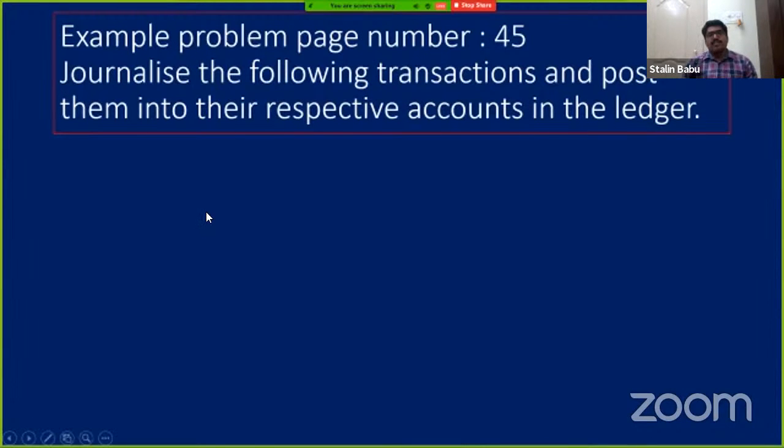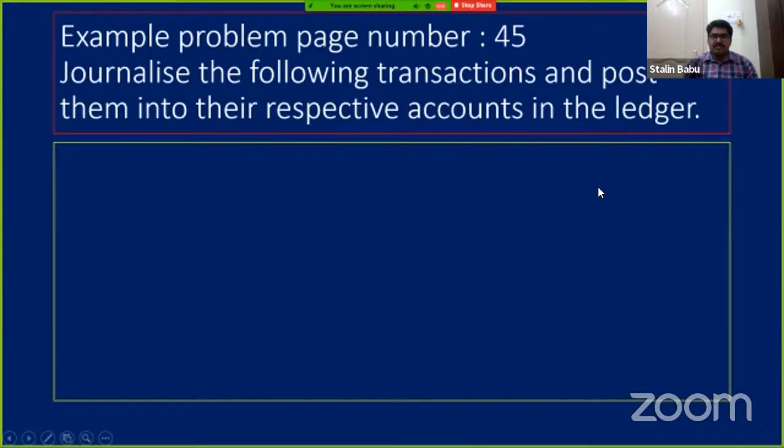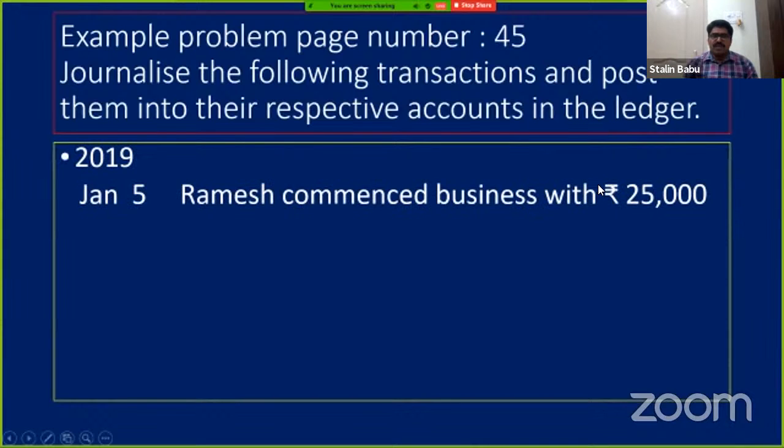So we see one example problem which is given on page number 45. Journalize the following transactions and post them into their respective accounts in the ledger. 2019 January 5th, Ramesh commenced business with rupees 25,000. So what are they asking? They are asking to journalize the following transactions and post them into their respective accounts in the ledger.